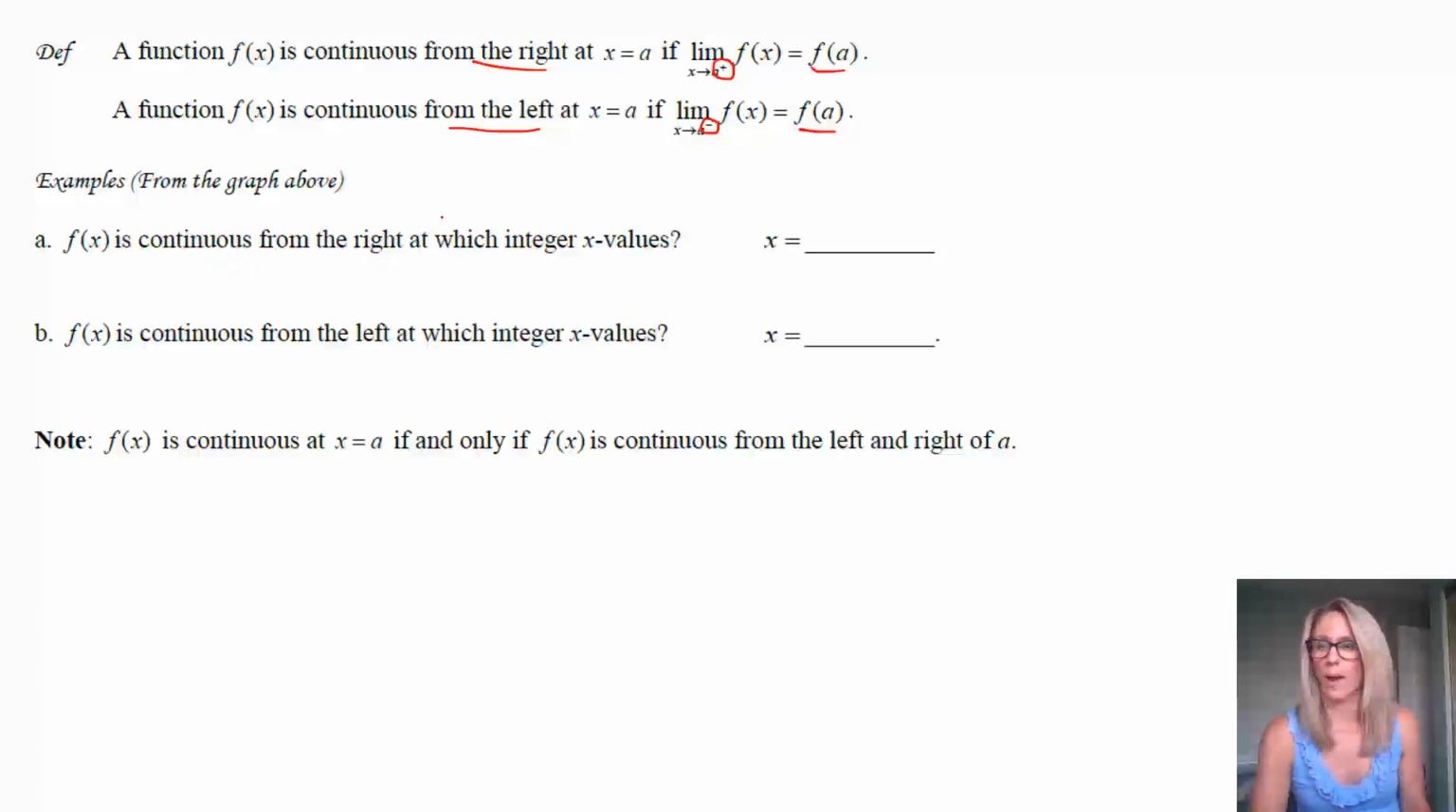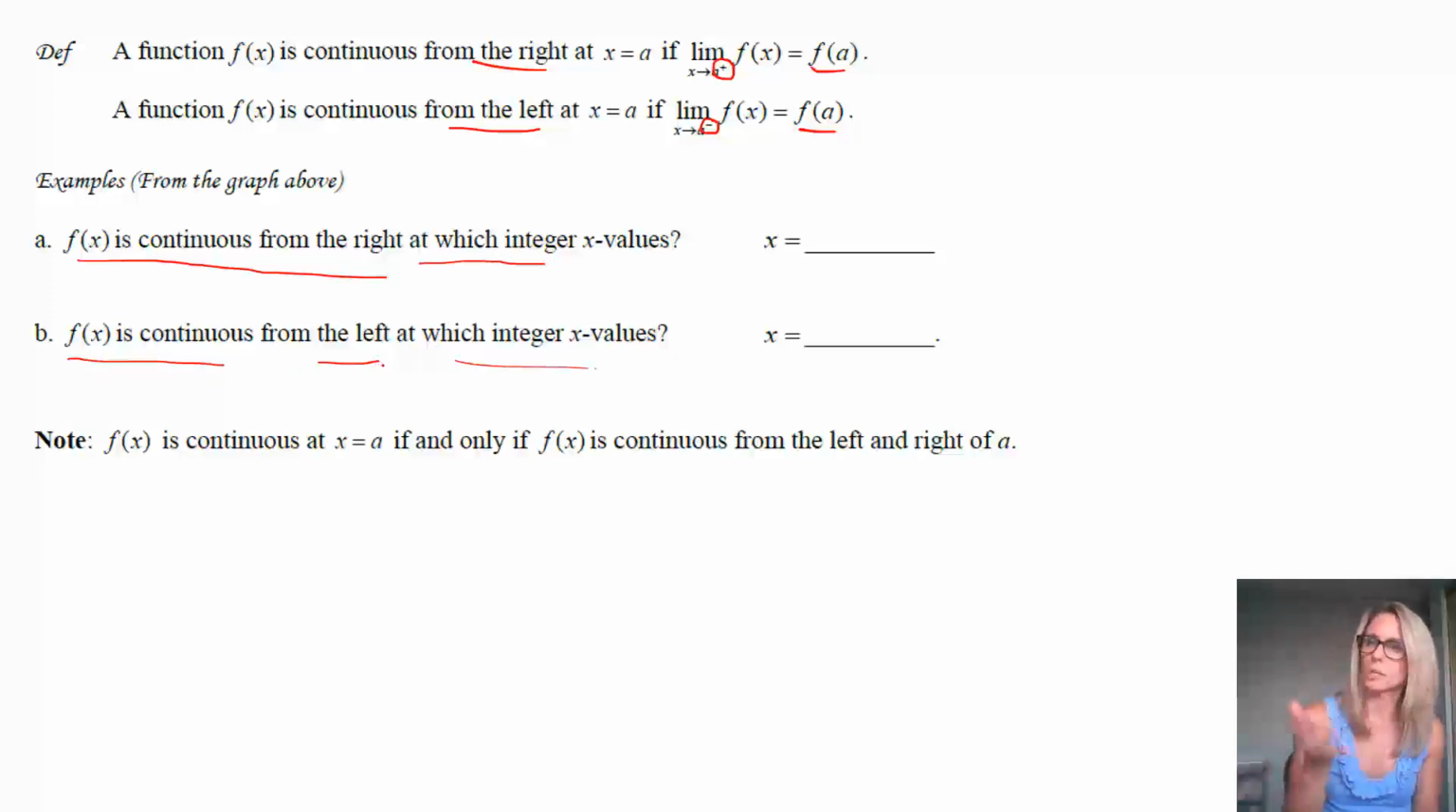So taking a look at the graph that you have, f of x is continuous from the right at which integer values, and f of x is continuous from the left at which integer values. What I'd like you to do is pause this, take a minute, and see which integer values, so not decimals or fractions, just positive or negative whole numbers and 0, are we continuous from the right or the left? And then come back and see if you're right.